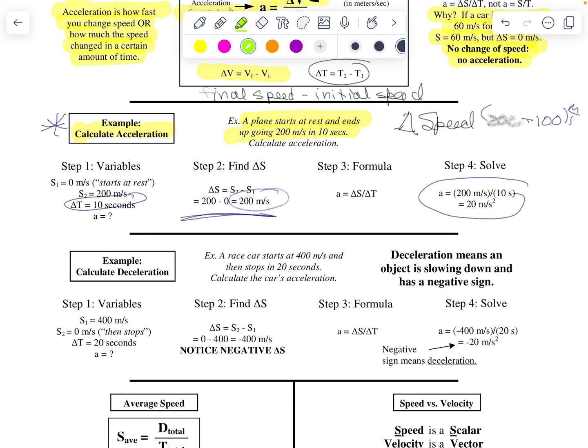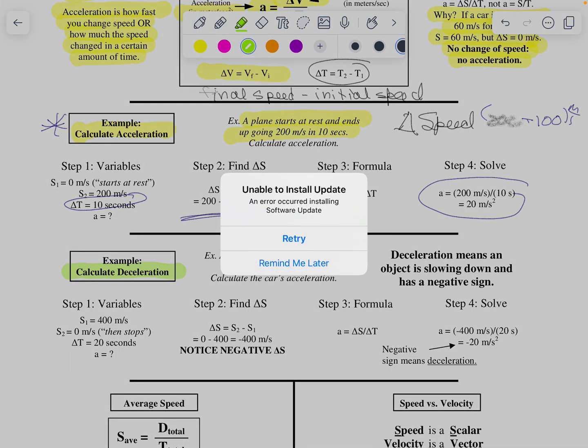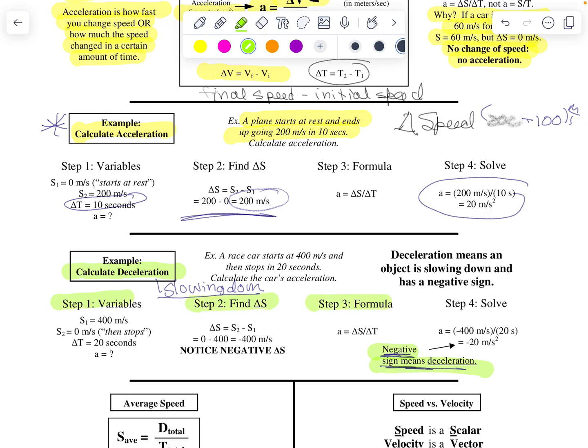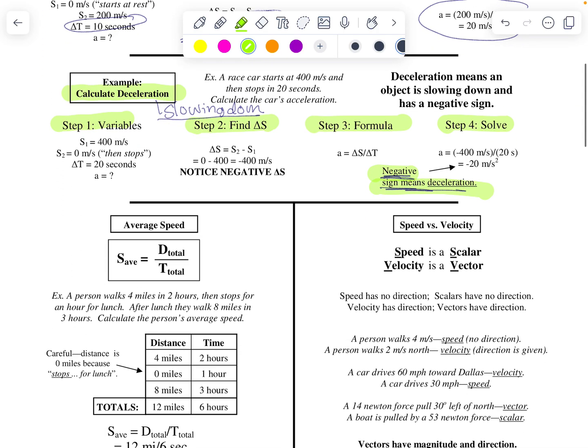Our next question is deceleration, which is simply slowing down. Is that going to keep popping up? So deceleration means it will have a negative sign. So we'll be looking for a negative sign for deceleration. We solve it the exact same way. Write down our givens, solve for a change in time or speed, put it into our formulas, and solve.